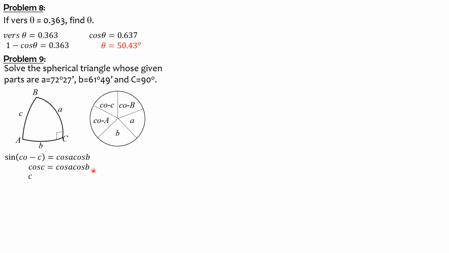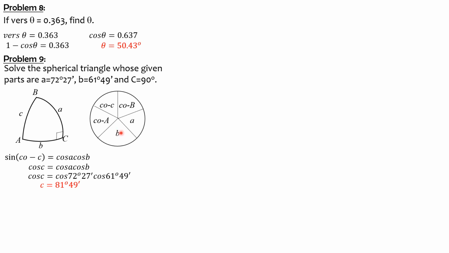Substituting the values of A and B, cosine C equals cosine of 72 degrees 27 minutes times cosine of 61 degrees 49 minutes. So with your calculator, evaluate the inverse cosine of the product of these cosines. So side C is equal to 81 degrees 49 minutes, also expressed in the same format as the given sides or angles. Then after C, we may solve for angle A by setting up the sin tan ad rule.